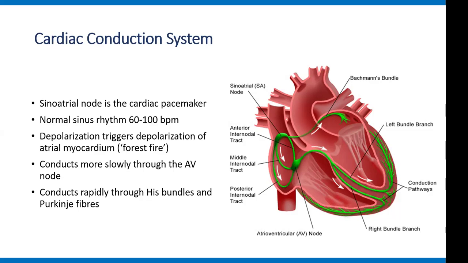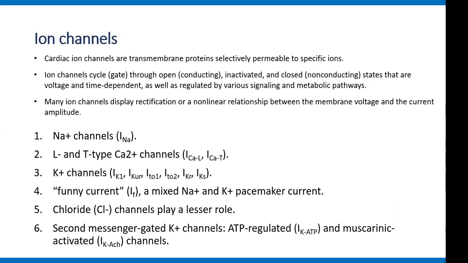Generally, there are six different types of ion channels: the sodium channels, the calcium channels, and the potassium channels, which are the highest in number. They also have the funny current channel.